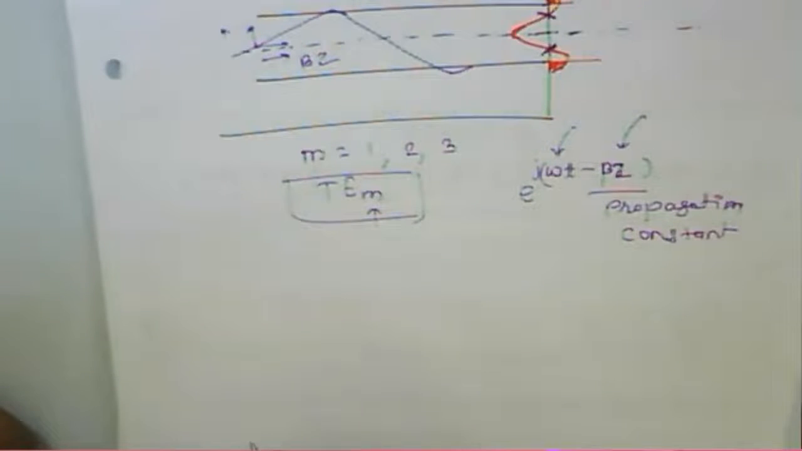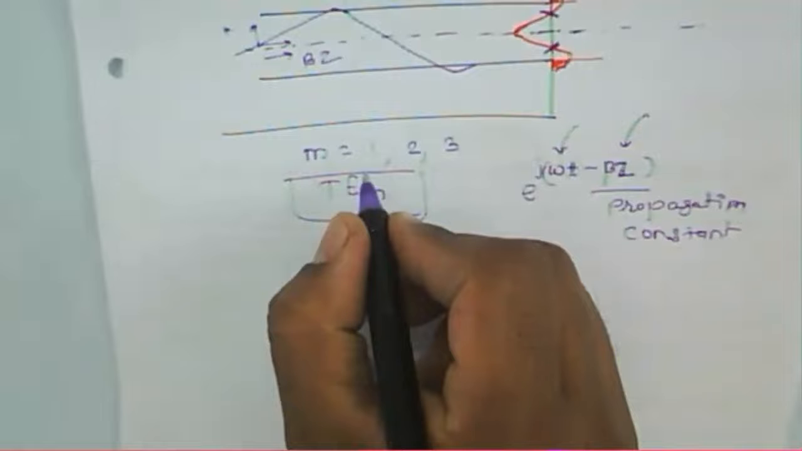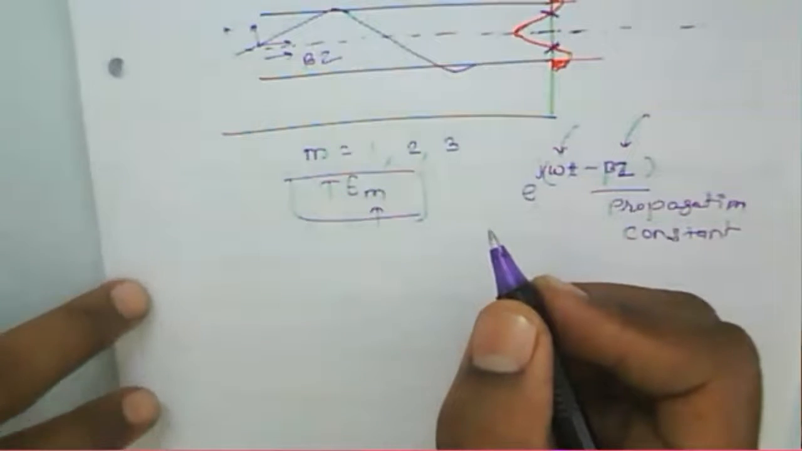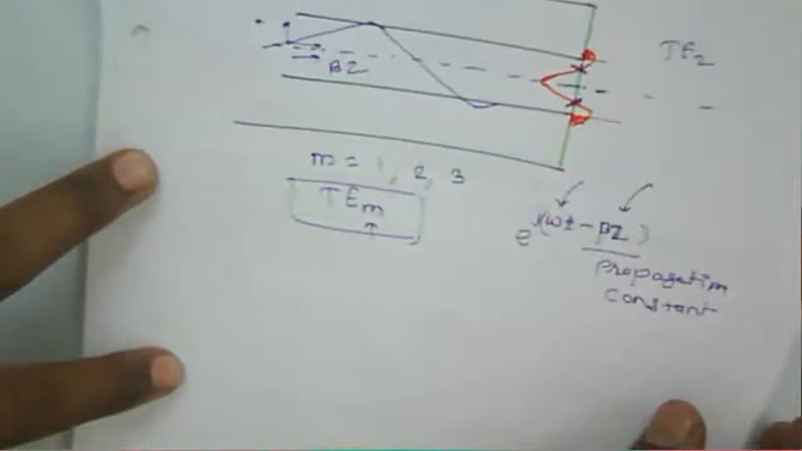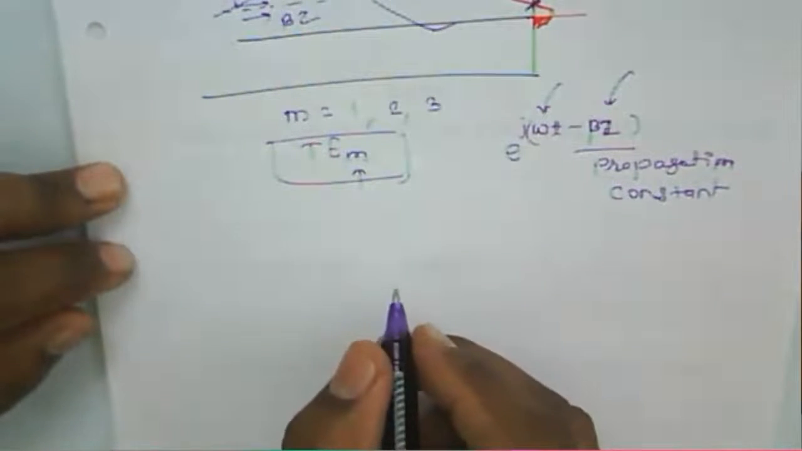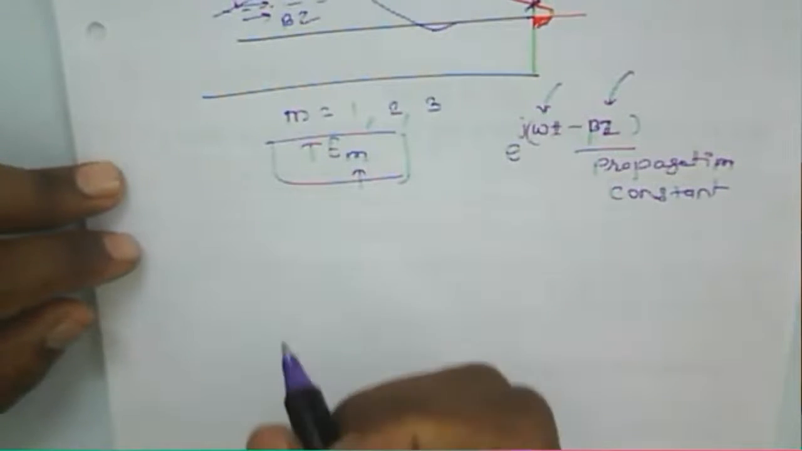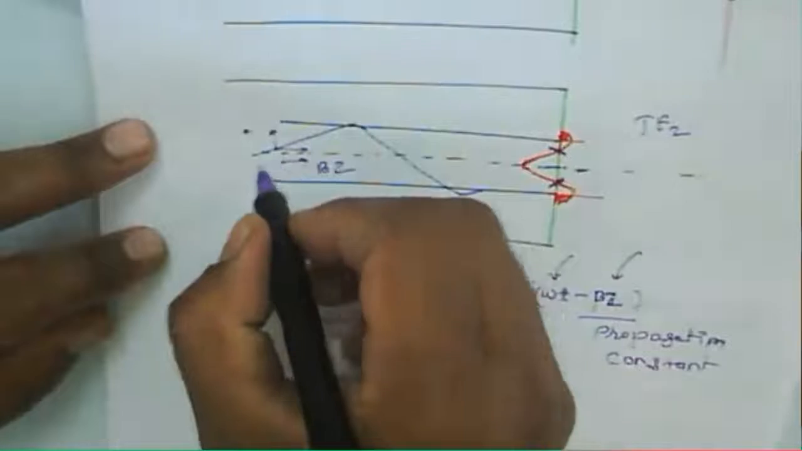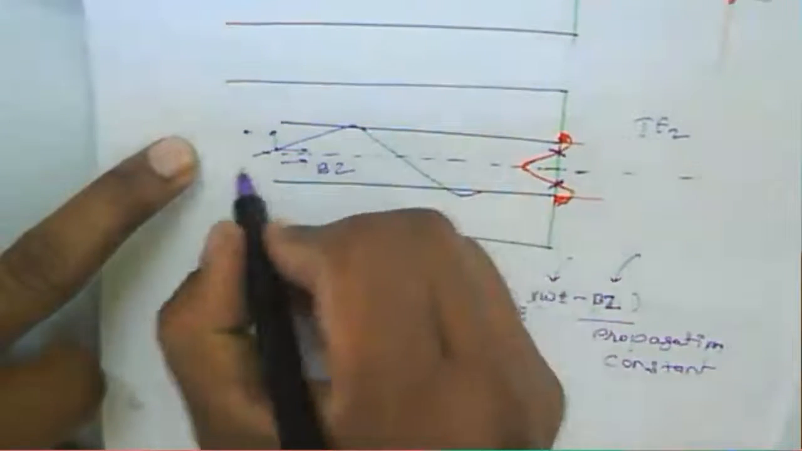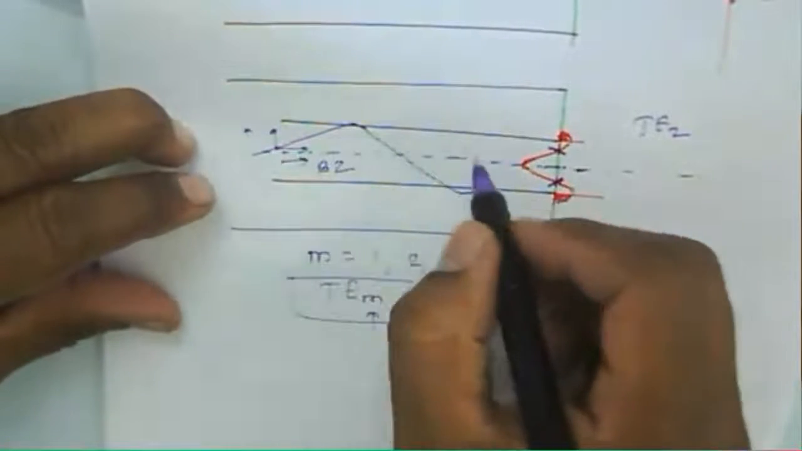What do we mean by the different modes? Modes means they have different frequencies. We say different frequencies because the rays propagating through the fiber have different angles. Whatever rays are propagating through this particular fiber, they are different rays.